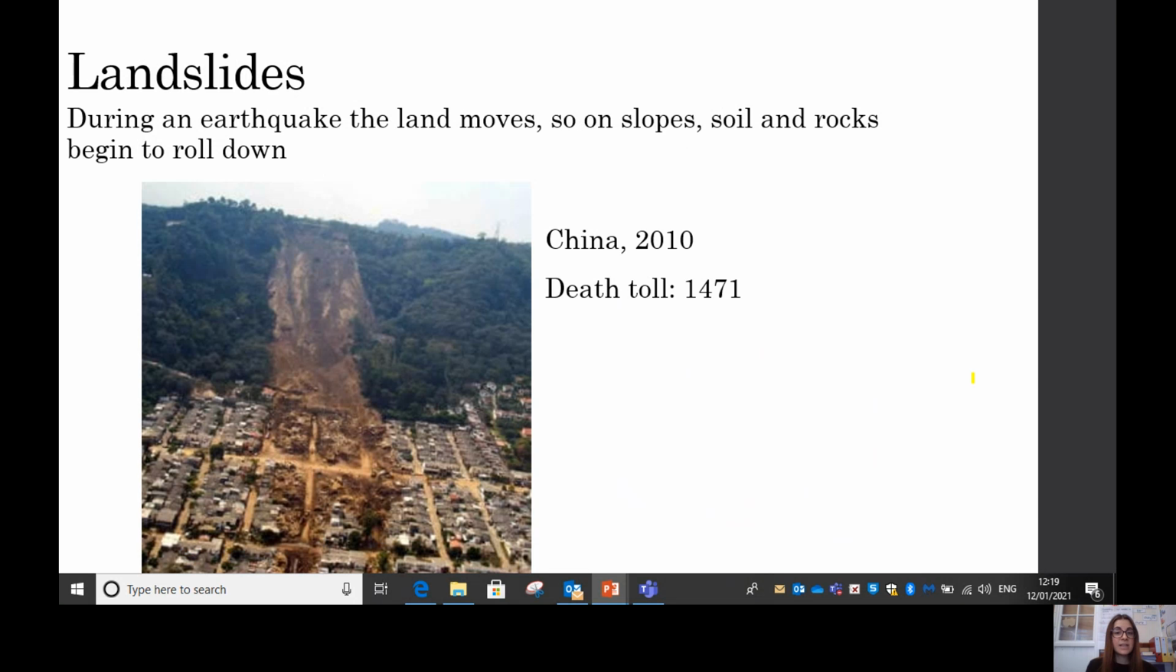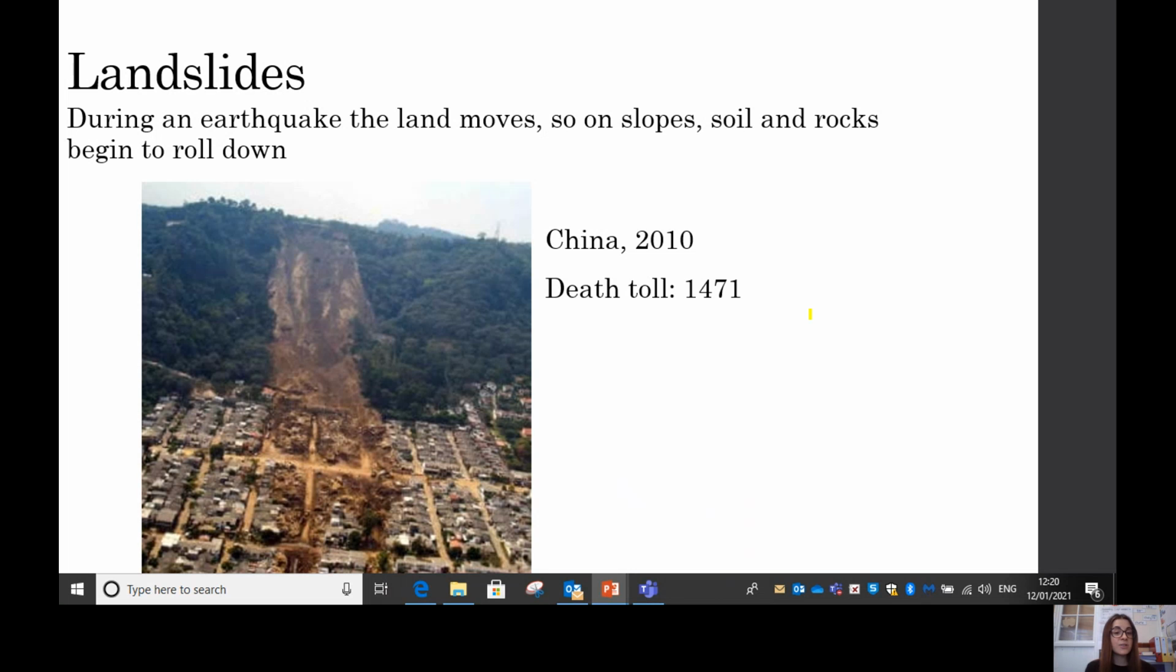The second physical effect that might occur after an earthquake are landslides. My turn, your turn. Landslides. So during an earthquake, the land moves. So on slopes, soil and rocks begin to roll down, as we can see in this picture. This picture is from the aftermath of an earthquake in China in 2010, which killed 1,471 people. So it was quite a severe earthquake.